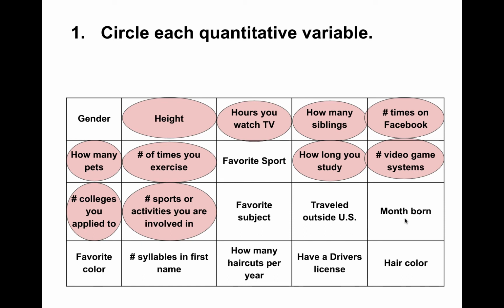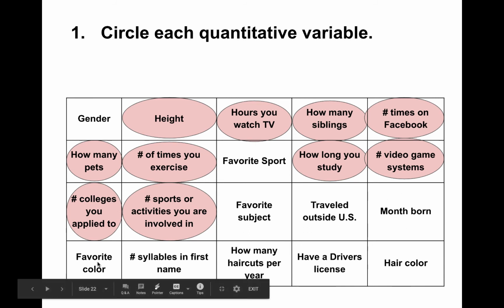The month you were born. This is a little bit tricky. For example, April is the number 4. That does not mean, though, that it makes sense to find the average month that people were born. So this does not make sense in a quantity way. It's considered a category of what month. Your favorite color is a category.